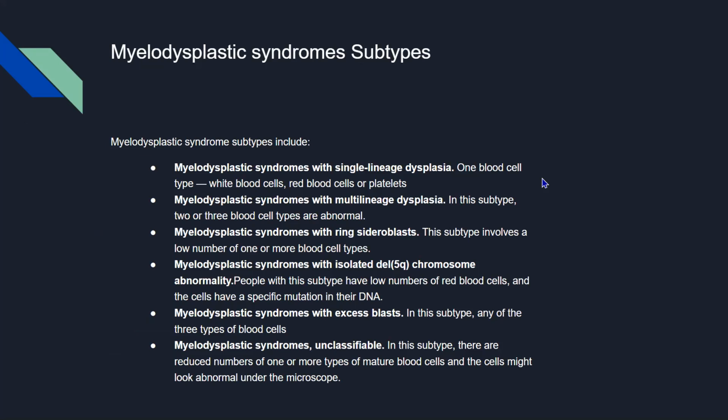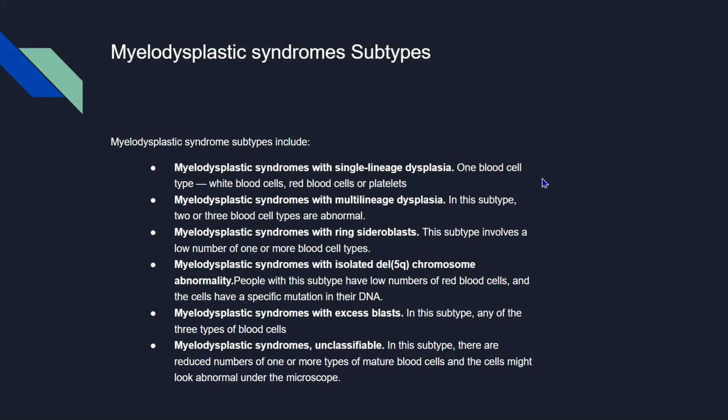So, the different subtypes of MDS. Myelodysplastic syndromes with single lineage dysplasia, that means one blood cell type is affected: white blood cells, red blood cells, or platelets. MDS with multilineage dysplasia. In this subtype, 2 or 3 blood cell types are abnormal. MDS with ring sideroblasts. This subtype involves a lower number of 1 or more blood cell types.